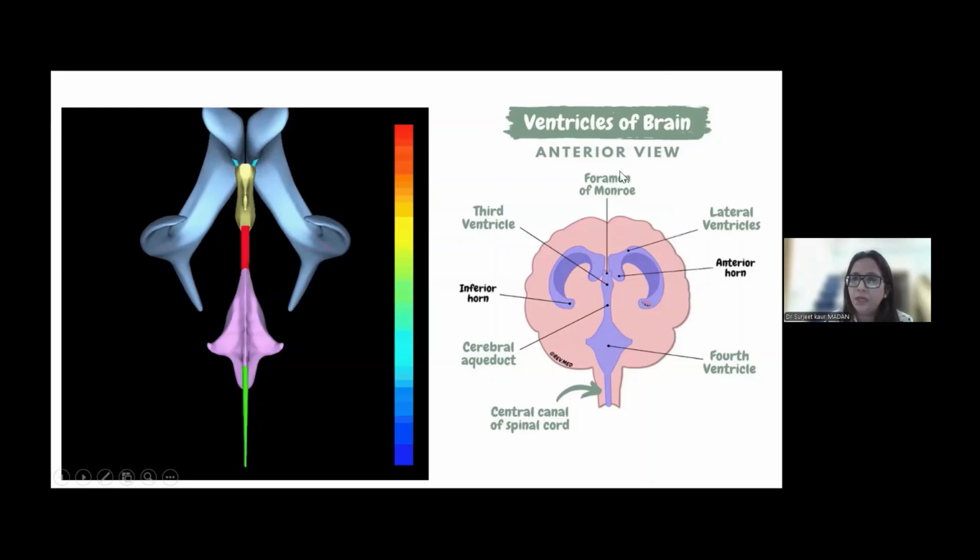This is an anterior view, basically. So we start with the lateral ventricles, which open up into the foramen of Monro and reach the third ventricle. And then we go down through the cerebral aqueduct and we get the fourth ventricle, which then continues as the central canal of the spinal cord. Once you know this flow of the CSF and the ventricles in the brain, this will help you understand better when we go and do our cranial ultrasounds.